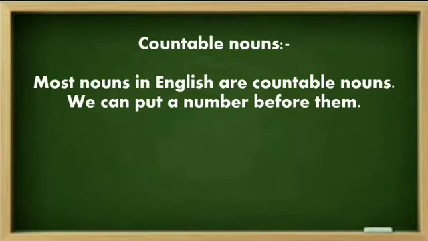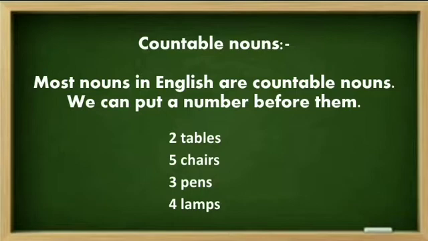For example, 2 tables. Here you can see the word tables. We put a number before tables. Okay, so this is a countable noun. 2 tables. Okay, now another example, 5 chairs. We put the number 5 before chairs. 5 chairs.